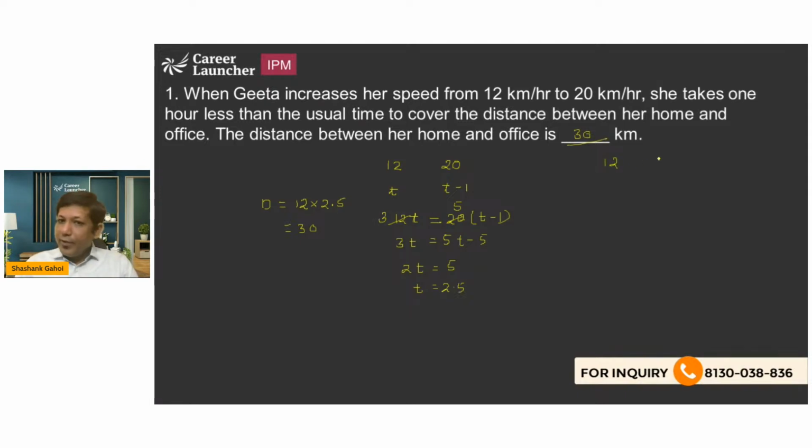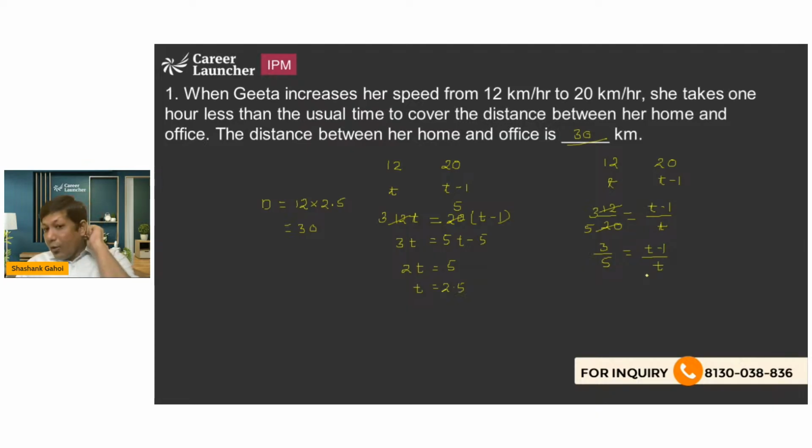Now, speeds are 12 and 20, times are t and t minus 1. So when we talk about the ratio of speed, when distance is constant, so when Geeta is going from her home to office, the distance is anyhow going to be constant. So when distances are constant, the ratio of speed, 12 by 20, is inversely proportional to time. So that is going to be t minus 1 upon t. Now I'm going to cancel out. This is going to be 3 and this is going to be 5. So now 3 upon 5 is equal to t minus 1 upon t.